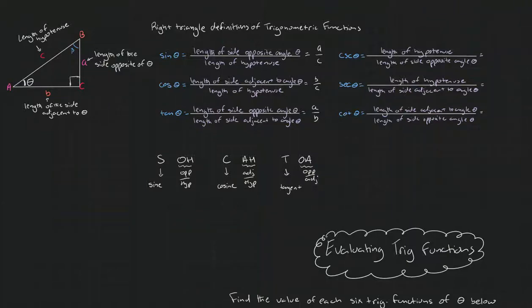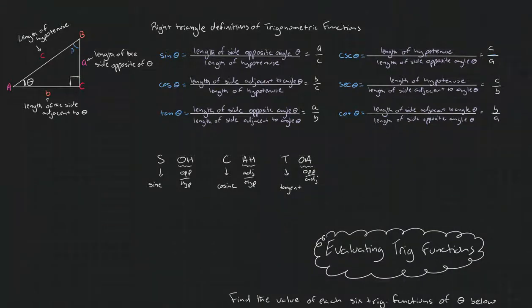All right, so the other 3 properties. The basic ones are sine, cosine, and tangent. But then there are reciprocal properties of sine, cosine, and tangent. The reciprocal of sine is cosecant, which just means you flip it, so this becomes C over A. Secant is the reciprocal of cosine, which is C over B. And the reciprocal of tangent is cotangent, which becomes B over A. So those are the trig ratios, the right triangle definitions of the six trig functions.